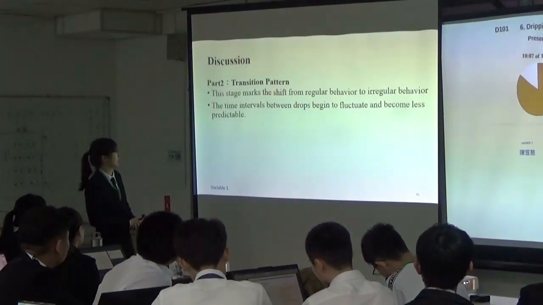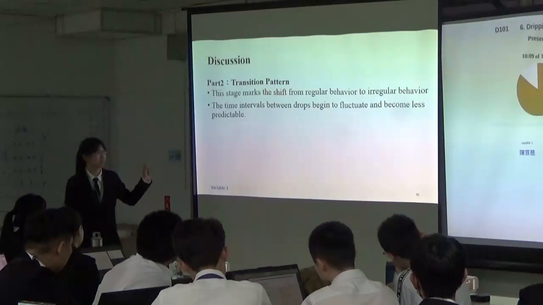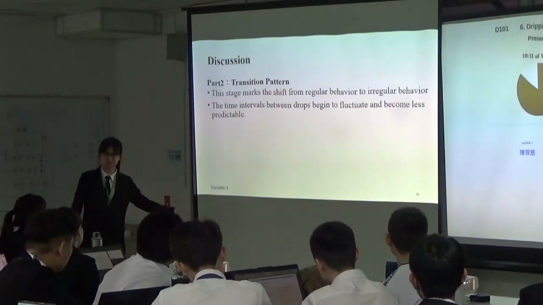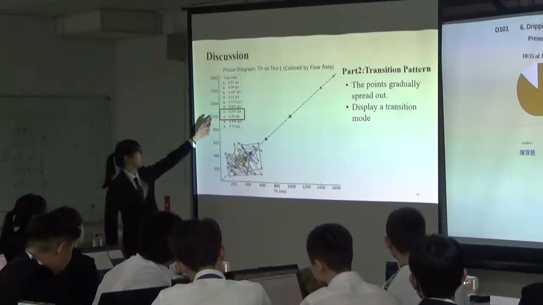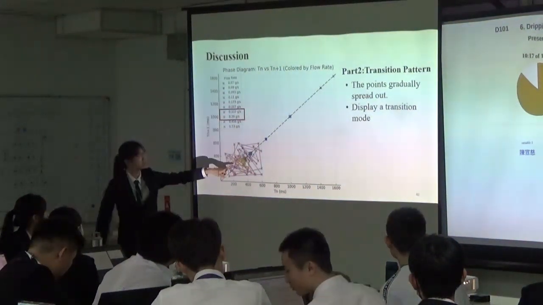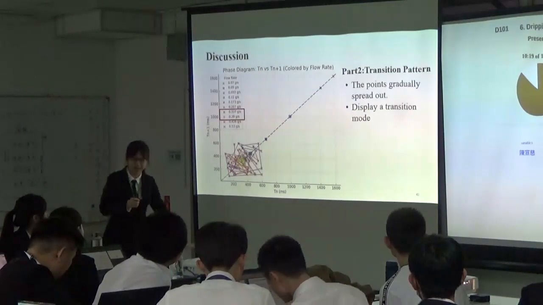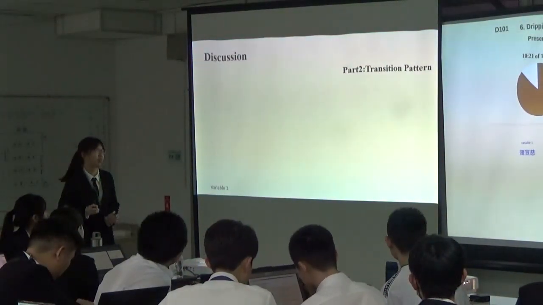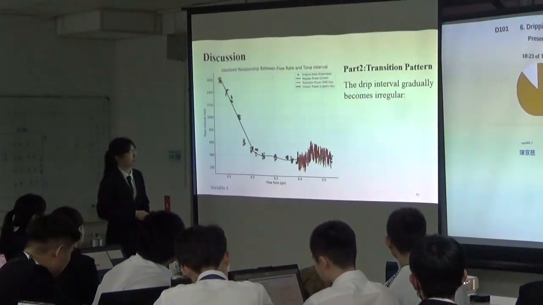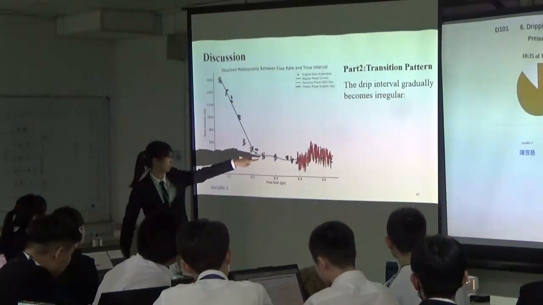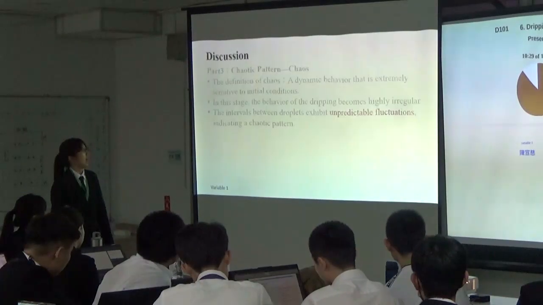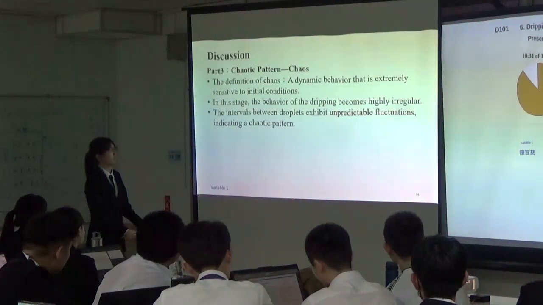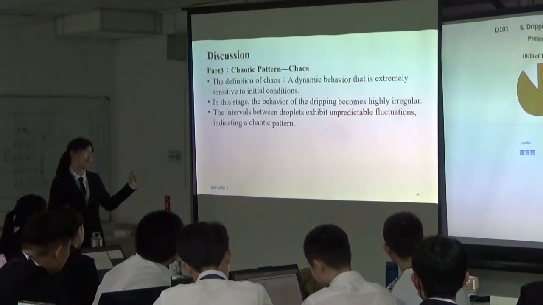For part 2, the transition pattern, this stage marks the shift from regular behavior to irregular behavior. Here, there are the green one and the yellow one. They start to gradually spread out, so they are more irregular. The drip time interval gradually becomes irregular, just like the green line here. They start to fluctuate.